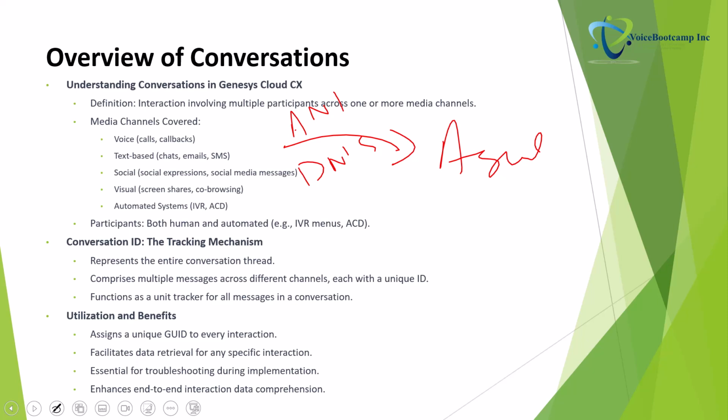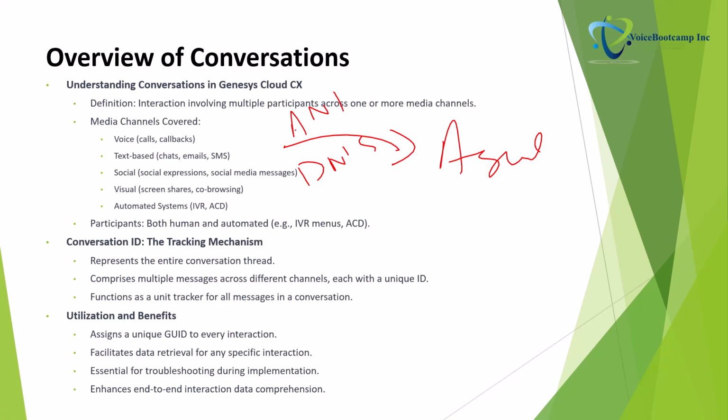Now the participants include automated participants in the call, such as IVR. So when a call comes in and says, welcome to Voice Bootcamp, press 1 for sales, that is one participant in that conversation, along with the caller, the individual who calls, as well as the agent who is answering the call. Now, participants, as I mentioned, could also be not just a phone call, but could be your email, or social media chat, etc.